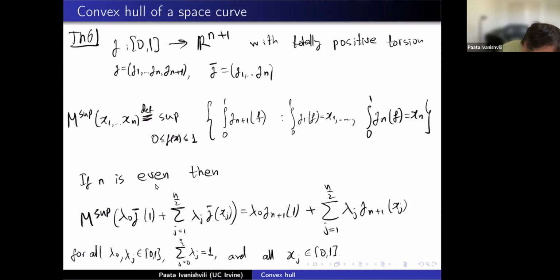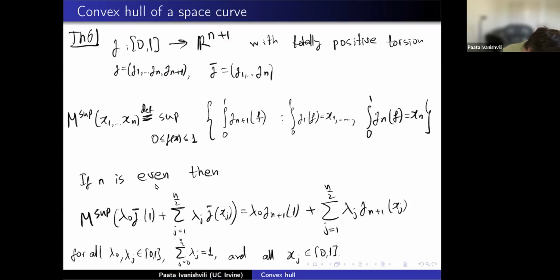So here is a general theorem in n dimension. Again, we have a curve in R^(n+1) with totally positive torsion. And I need this notation of gamma bar equals gamma 1 through gamma n. So it is just projection onto the first n coordinates. And let's say that I have also the last coordinate, n plus 1.